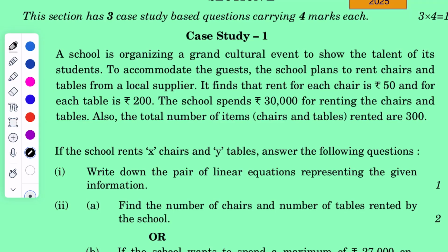This case study is from the pair of linear equations. A school was organizing a grand cultural event for which they have to hire chairs and tables. They have to take it on rent, and they plan to spend 30,000 rupees for renting the chairs and tables. The rent of each chair is 50 rupees and the rent of each table is 200 rupees. That is given to us.